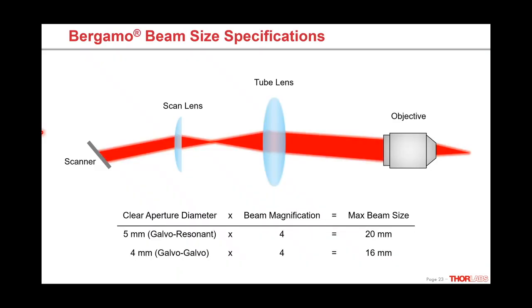Now I'd just like to cover the Bergamo series of microscopes and how their scan engines are designed. We've designed a scan engine that has a beam magnification of 4. The resonance scanner's clear aperture for our systems is 5 millimeters, for a maximum beam size into the objective of 20 millimeters. Now, the galvo maximum clear aperture is 4 millimeters, and I'll get into why it's smaller later in this talk. So the maximum beam size is 16 millimeters going into the back aperture of the objective.